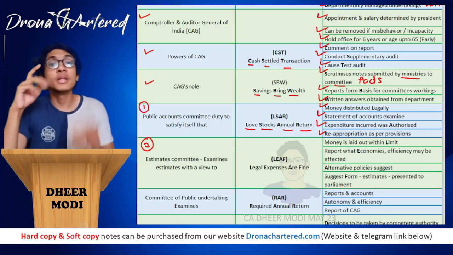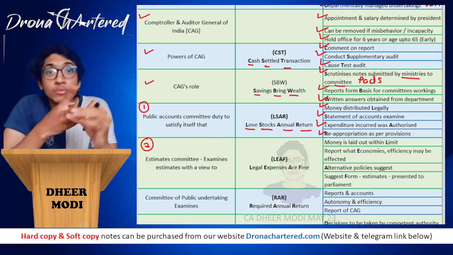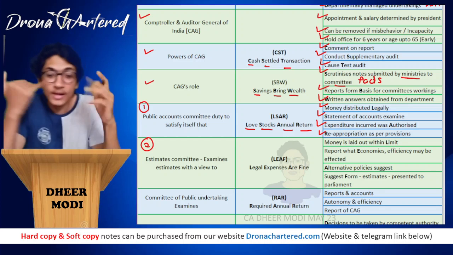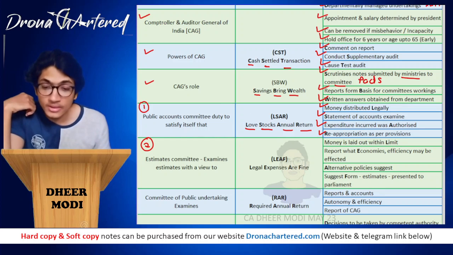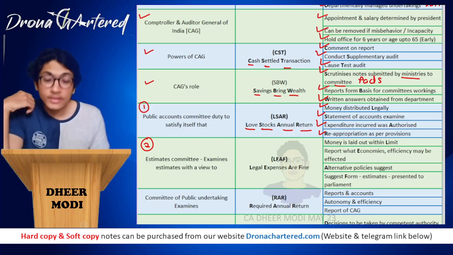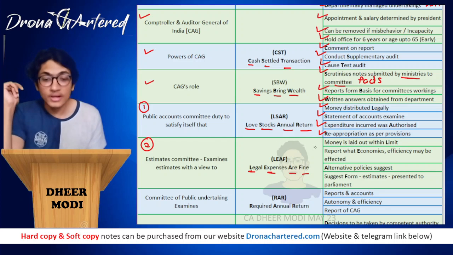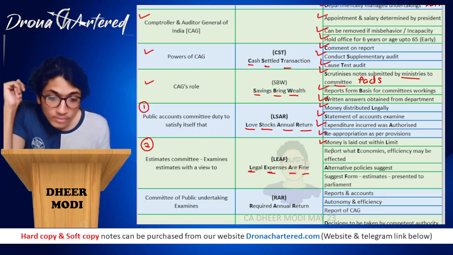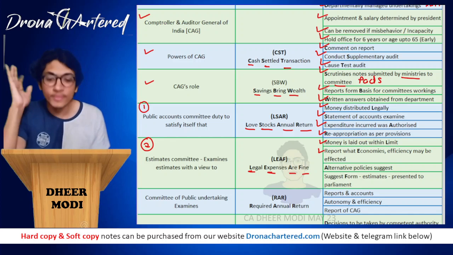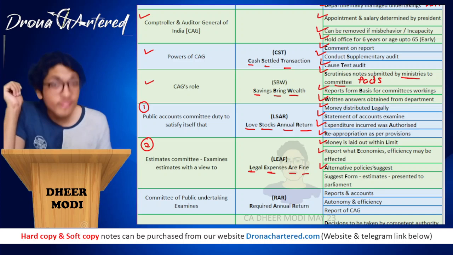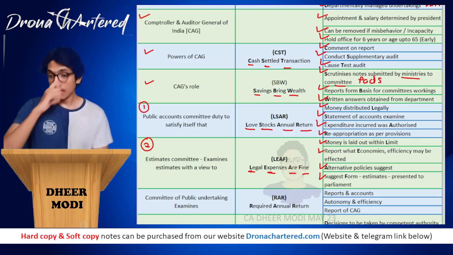If you remember, public accounts committee key was LSAR. L was your legally, S was your statements, A was authorized, and R was your reappropriation as per provision. Okay. Now your estimates committee examines estimates with the view to. So that is your LEAF. The key is LEAF. L stands for money is laid out within limit. E stands for report what effectiveness, economy, efficiency improvements may be effected. A stands for alternative policies suggest, and F stands for suggest form in which the estimates will be presented to the parliament.